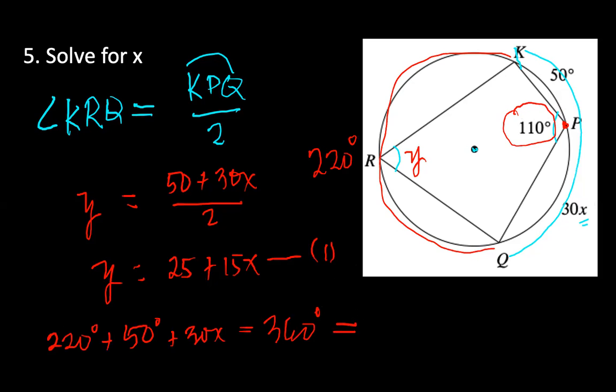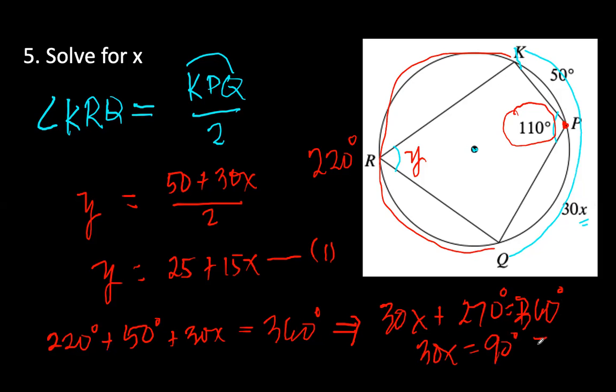So let's solve that here. This is 30x plus 270 degrees equals 360 degrees. So 30x equals 360 minus 270, that's 90, correct? Degrees, which is equivalent to x equal to 3.